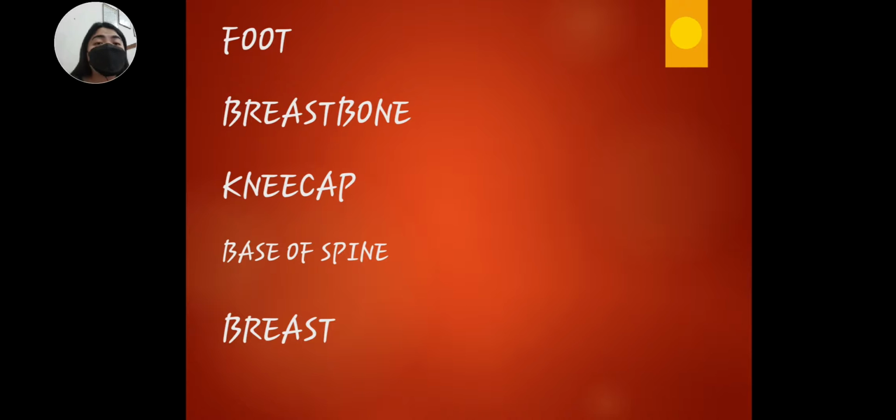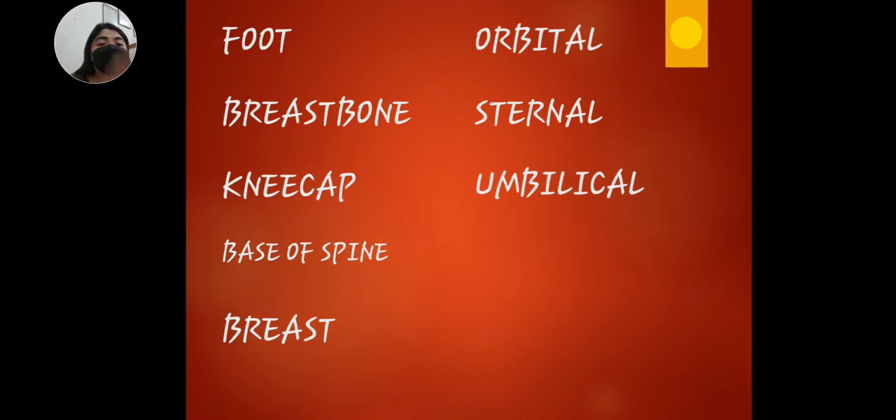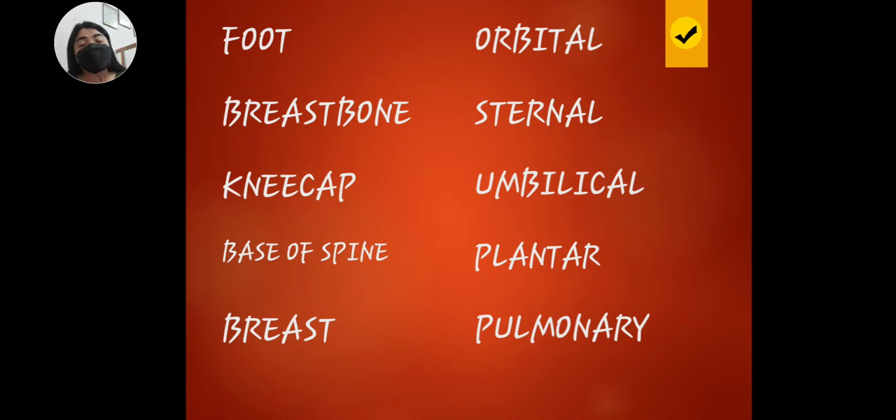Okay. Another part, give me the definition this time. We have orbital, sternal, umbilical, plantar, and lastly, pulmonary. For the last part, you will be giving me the definition. For the first part of this slide, you will be giving me the terminology. Okay, understood? I will be expecting your answers in our GC. So let's proceed now to our topic, which is terms of location and position.